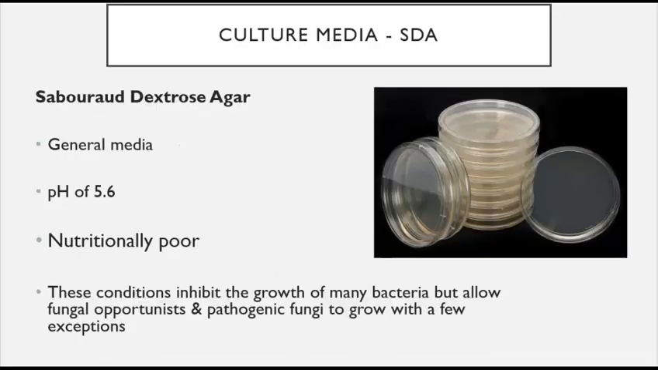So let's go over some general characteristics of our culture media. The SDA is a general media. The pH is around 5.6. It's nutritionally poor. These conditions on this plate will inhibit the growth of many bacteria, but it will allow opportunistic fungi to grow and pathogenic fungi to grow, with few exceptions.